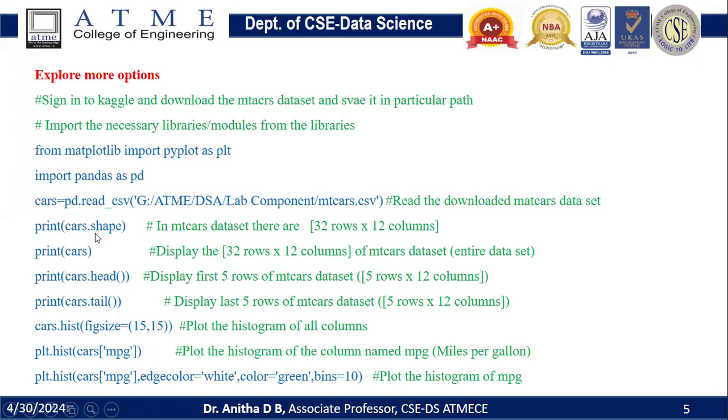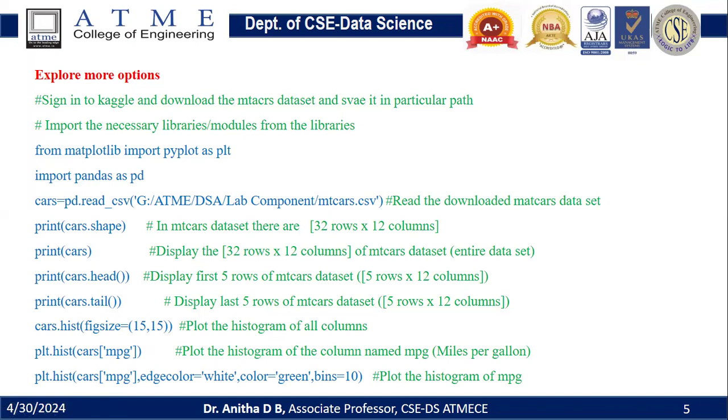Then here, print cars.shape. It will give you the size of the dataset. Here the size of the dataset is 32 rows and 12 columns. When we execute the code for this line, the output is 32, 12.